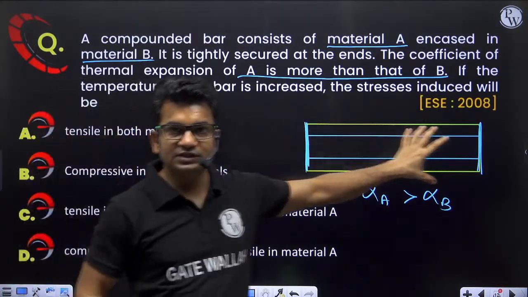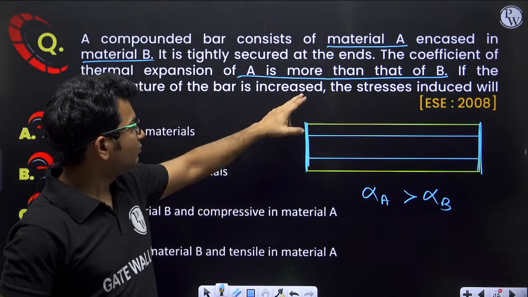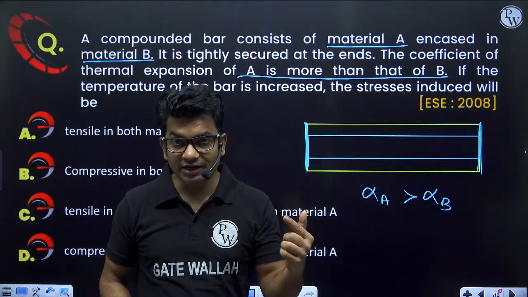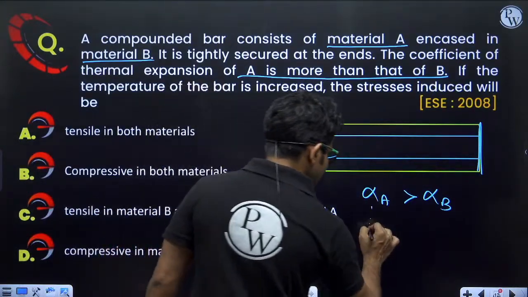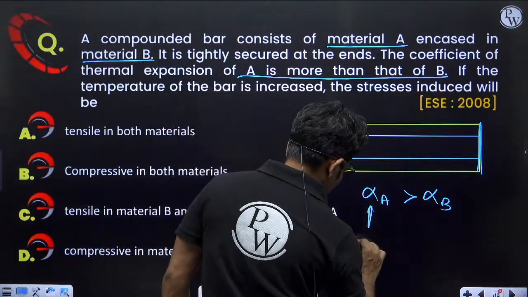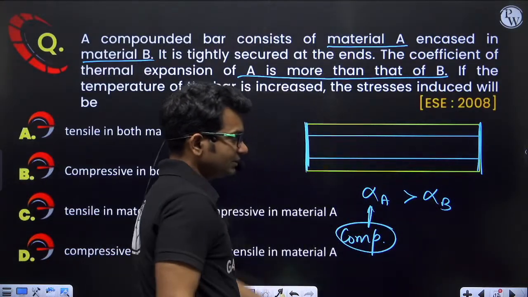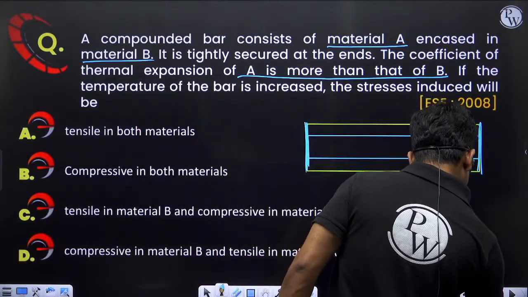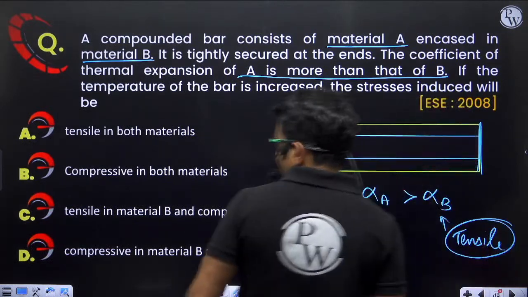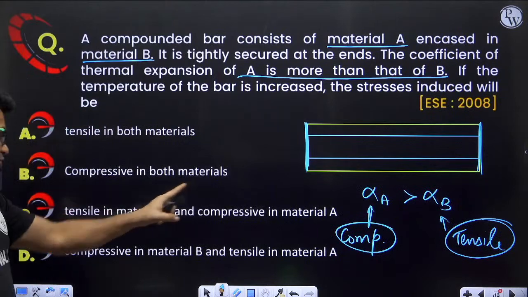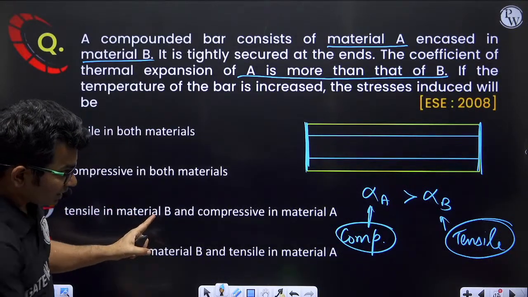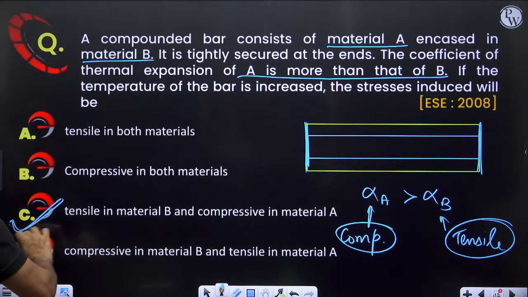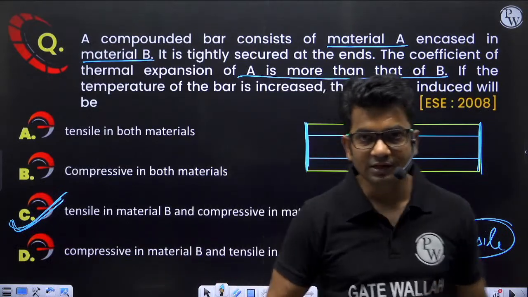If the temperature of this entire assembly is increased, what will happen? The material which has the higher coefficient of thermal expansion will undergo compression, so it will be subjected to compressive stresses, and the material with lower thermal expansion will be subjected to tensile stresses. So tensile in both materials is wrong, compressive in both materials is wrong. Tensile in material B and compressive in material A is correct. The correct answer will be option C. Is it clear? Next question.